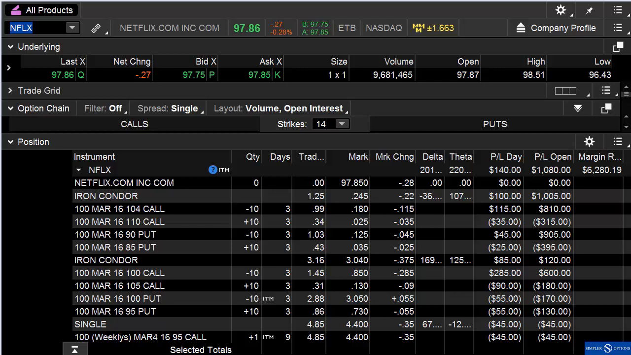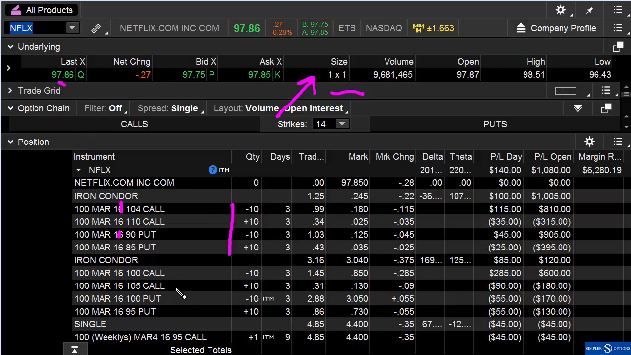So what's nice about this is I'm not so much pushing that Netflix has to go higher. I mean, it'd be great if we kind of went to 100 and fizzled out there. I've got a couple of positions on here. One is an iron condor, where essentially I'm just making a bet that Netflix will stay between 104 and 90. Okay, and right now we're kind of right in the middle of that, and so that's kind of a sweet spot.